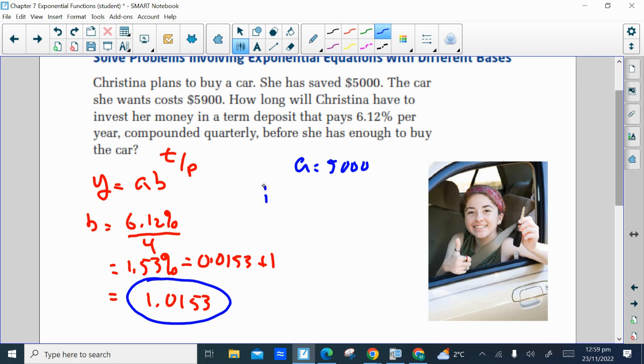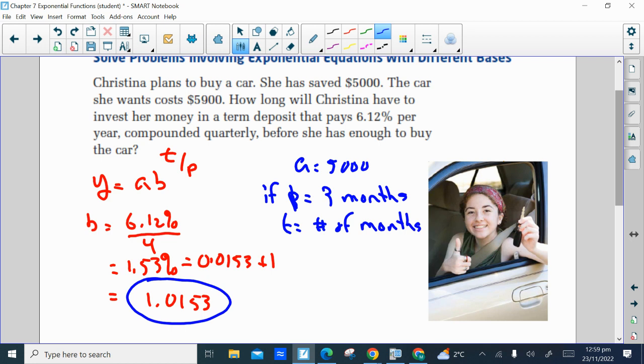So if p equals 3 months, then t will equal the number of months. And again, the 3 months comes from the fact that it is compounded quarterly, which is, I should say, 4 times a year. And 1 year, which is 12 months, divided by 4 times a year is 3. So p is every 3 months.